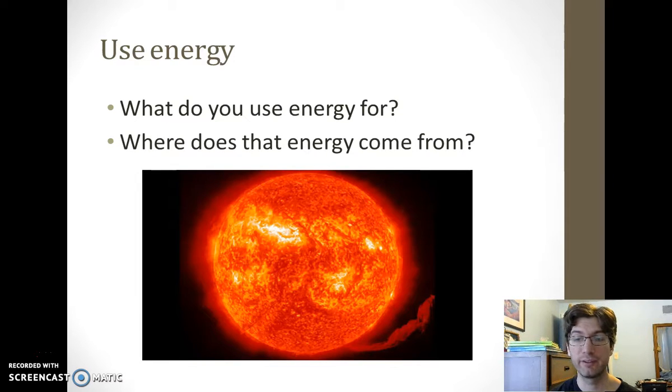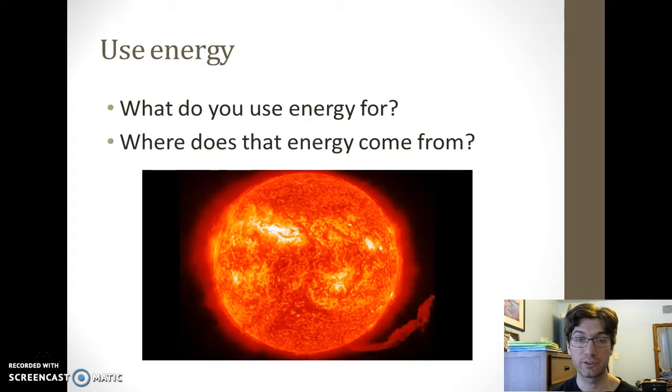Next is use of energy. All organisms will use energy. The big question is where does that energy come from? And that's going to be a variety of different answers depending on you as an organism. You and I are both heterotrophs, meaning we have to eat other things in order to gain energy. However, a plant does not eat things. It gets its energy from the sun.